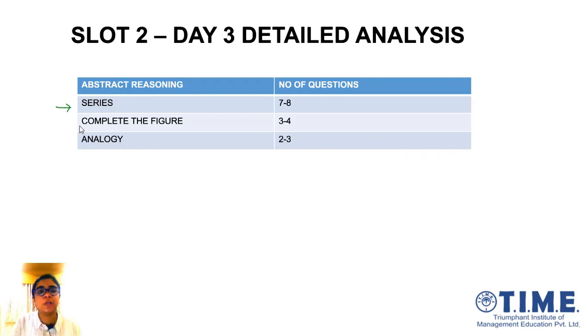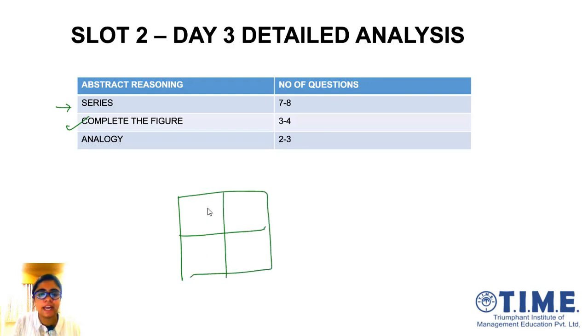There was this new category called complete the figure. It means you are given a figure. Let's say for example, this had some shape, some diagram. This had some diagram. Here there is some diagram. You had to figure out what would come here. Obviously it was not that easy, it was a little lengthy, and you had to complete the figure.